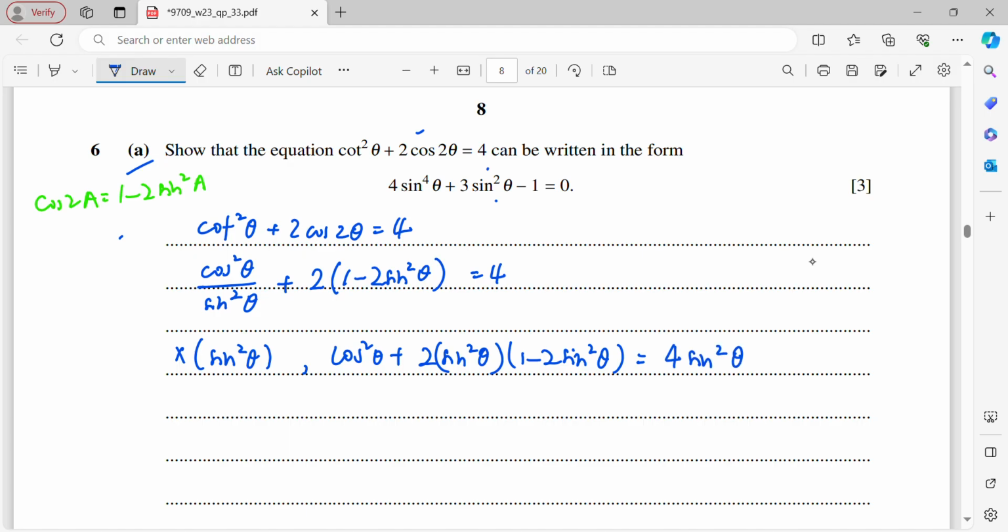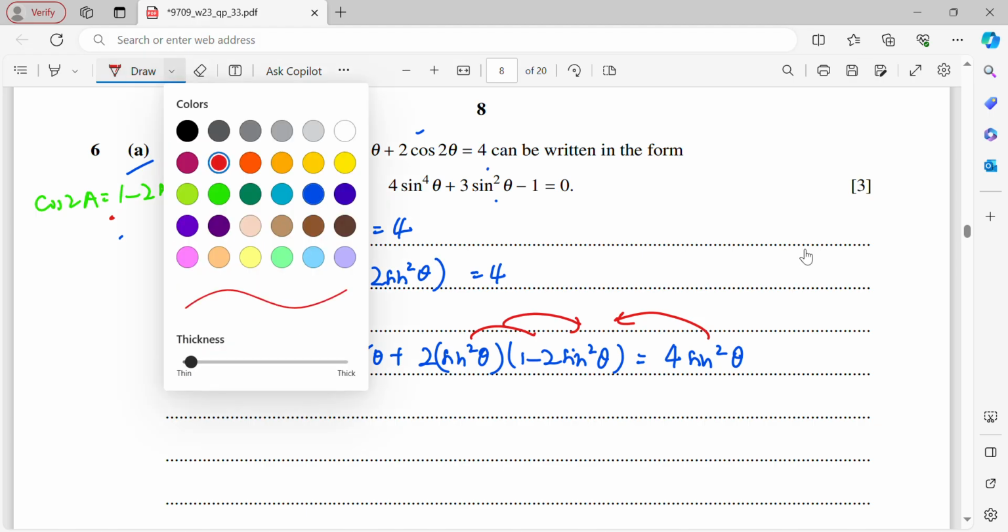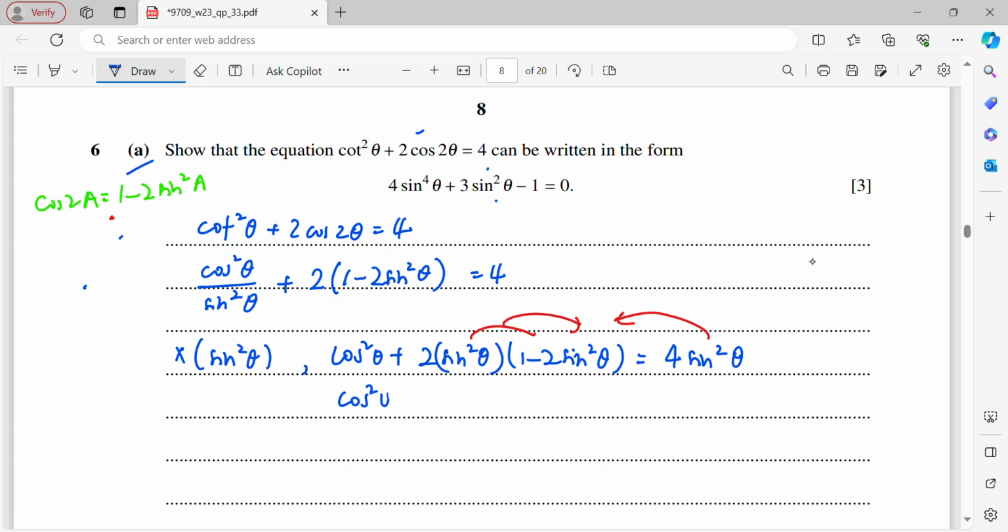Okay, then from here, I will do expansion. At the same time, the term on the right hand side will be moved to the left hand side. Then I will get cos squared theta, then the first term is 2 sine squared theta. Then 2 and minus 2 will be minus 4 sine to the power 4 theta. This 4 sine squared theta will be moved to the left side, so negative 4 sine squared theta. Sorry, sine to the power 4 theta.